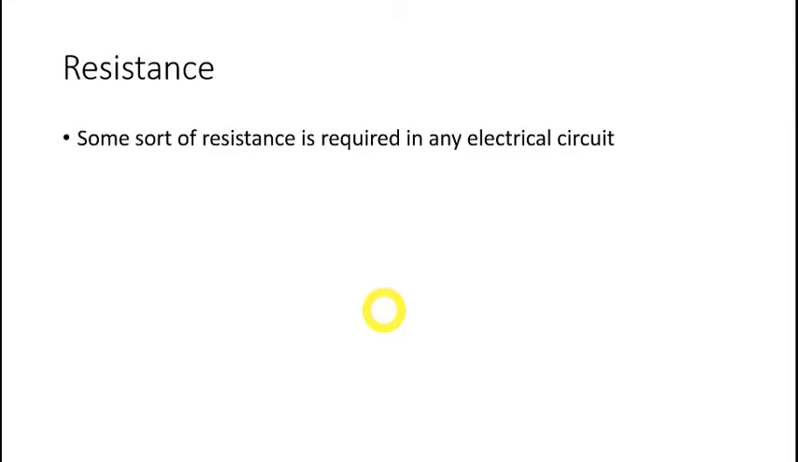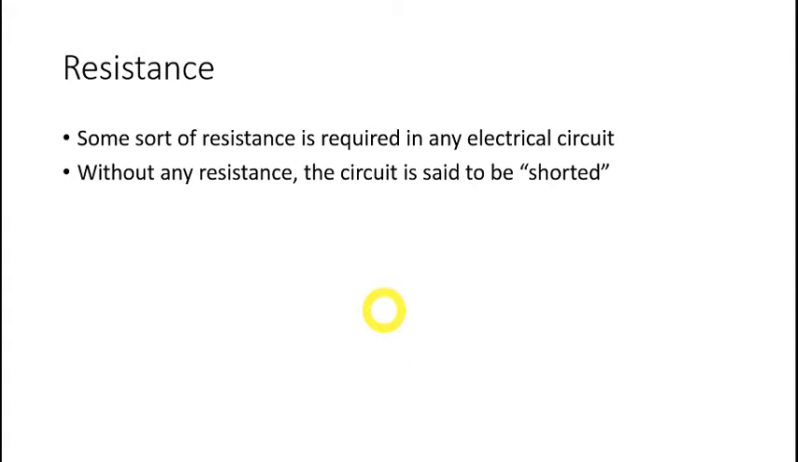Okay, some sort of resistance is required in any electrical circuit. If you think about your car battery, a screwdriver dropped across the terminals, that is what we consider a short, and of course you get sparking, arcing, and could even severely damage your battery. Every circuit needs some sort of resistance, and that's why we're starting off with studying resistors here. And without any resistance, the circuit is considered what we call shorted. When we get into labs, we'll discuss shorts in more detail.